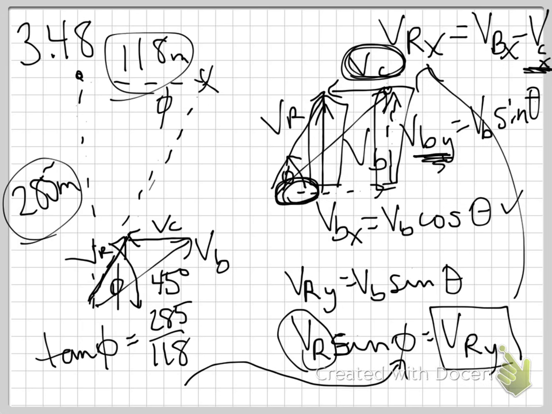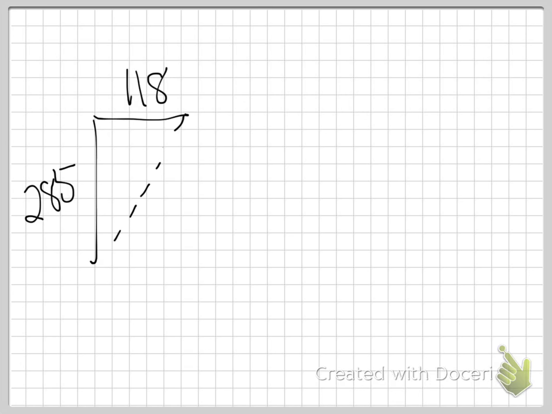Now, let's do it Jessica's way. She decided that you want to go 285 across and 118 down. I don't know if everybody's numbers are the same. So you want to end up here. What she said is if the boat goes at a 45-degree angle, you're going to end up downstream this far. And you can figure out what that is.